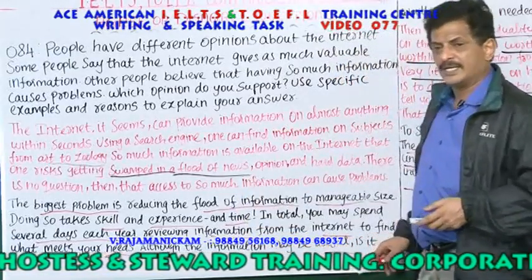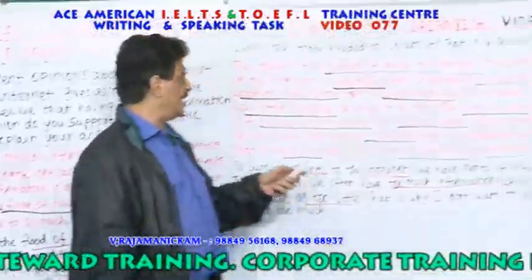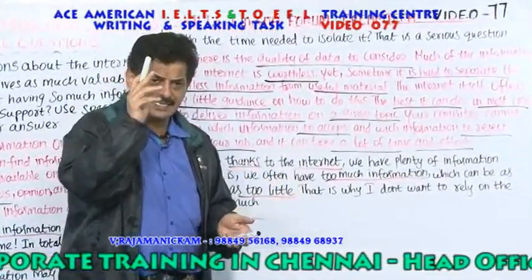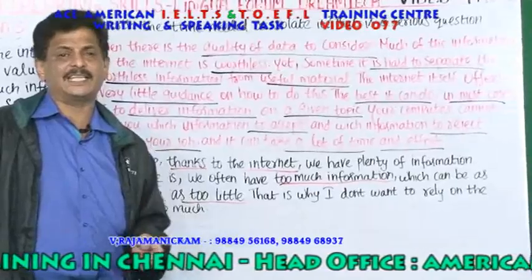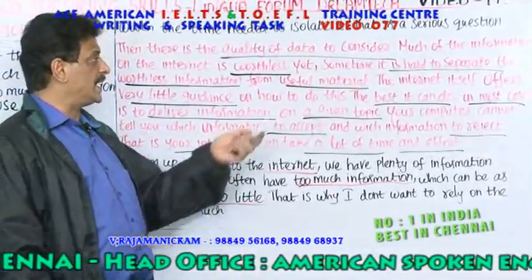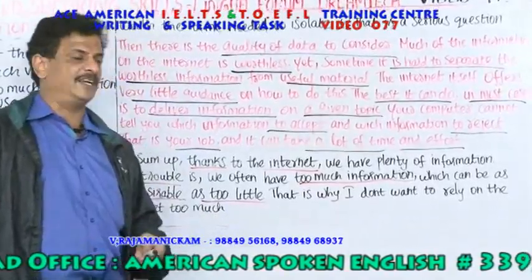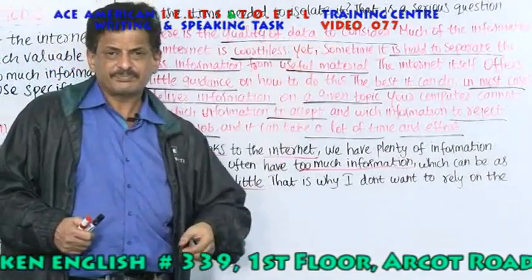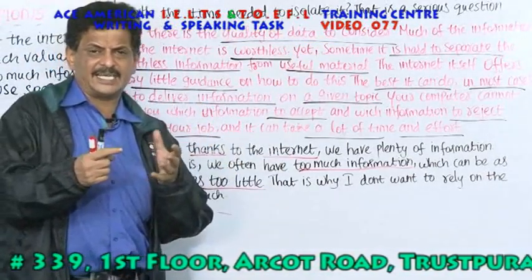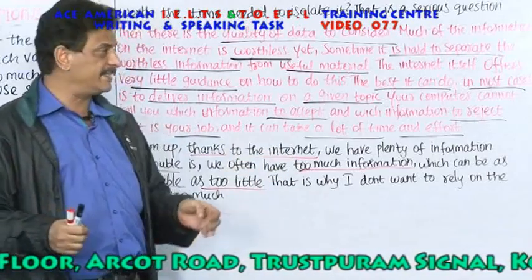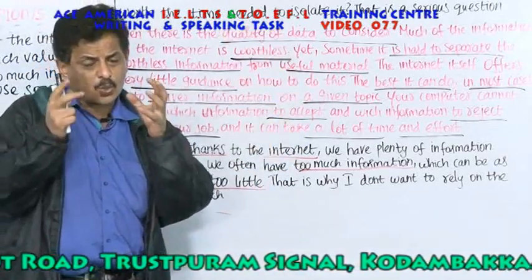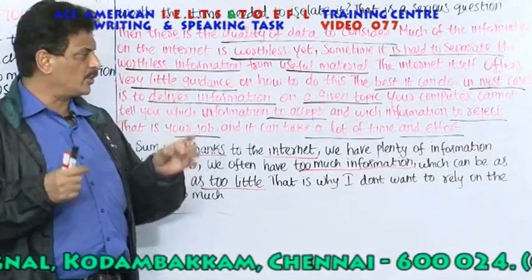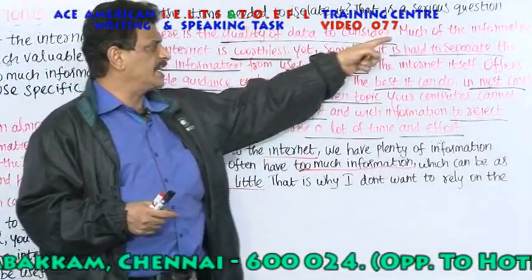வேண்டும். In total you may spend several days each year, ஒரு ஆண்டிலே பல நாட்கள் நீ அதற்காக செலவழிக்க வேண்டும். Reviewing என்றால் என்ன? மறுபடியும் மறுபடியும் பார்த்து அது சரியான தகவலா இல்லையா என்று அந்த தகவல்களை சரிபார்க்க வேண்டும். From the internet to find what meets your needs, அந்த இணையதளத்திலே உன் தேவைகளை எது எது கொடுக்கிறது என்று பார்க்க வேண்டும். Although the information may be useful, is it worth the time needed to isolate it? அப்போ கெட்ட தகவல்களை எல்லாம் பிரித்து பிரித்து சரியான தகவலுக்கு வருவதற்கு நேர காலத்தை செலவழிப்பது அது உபயோகம் உள்ளதா?